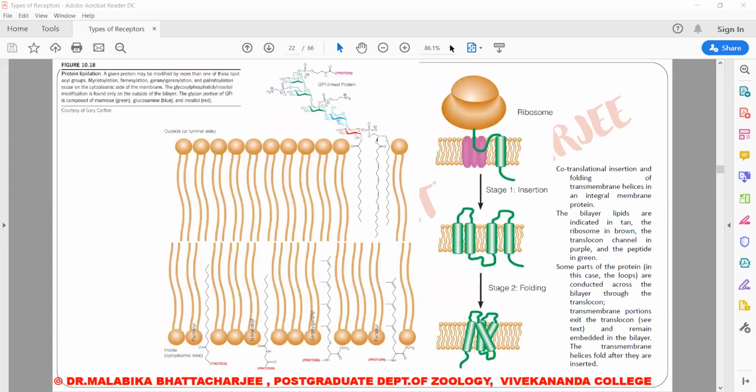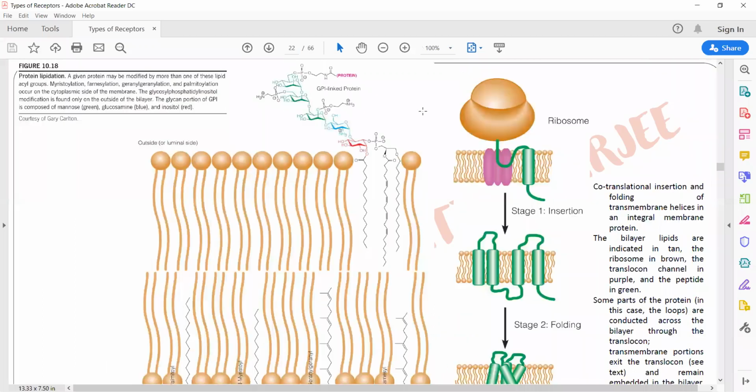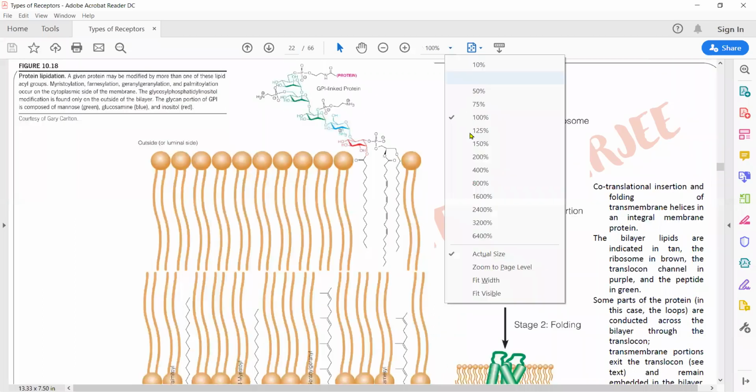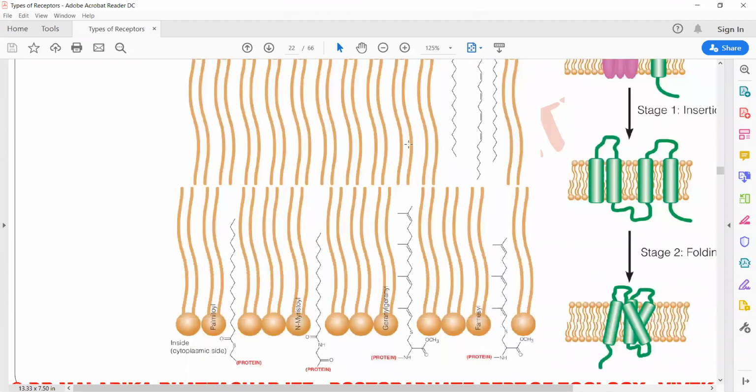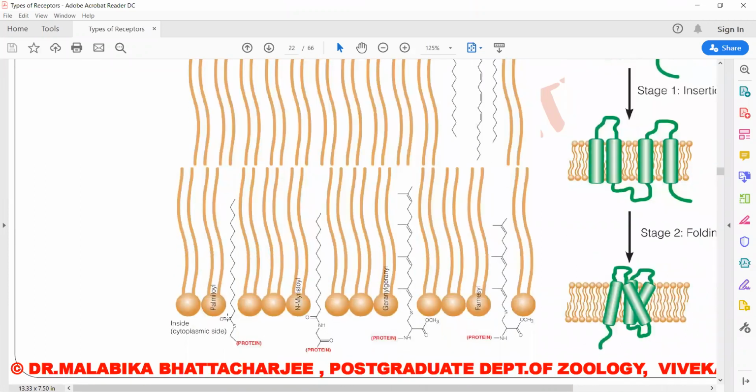This is a picture from Matthews. I just wanted to show you the molecular structure of the GPI anchor. You can see these are the carbohydrate molecules, the green, green, green, blue. This is the inositol molecule, and this is the ethanolamine molecule, and this is the protein, and this is how the GPI is anchored to the plasma membrane. Here you can see the palmitoyl, the myristoyl, then there is a farnesyl group, then there is a geranyl group. So these are anchored proteins.